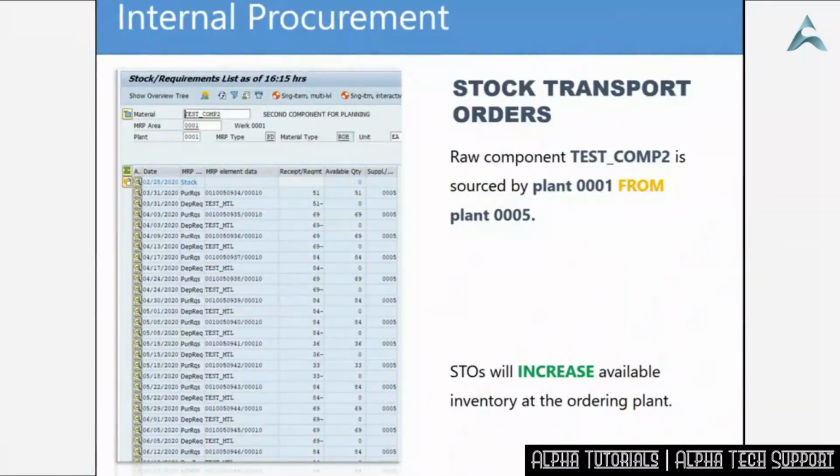Let's consider internal procurement, where you might procure a material from another plant within your organization. This is done through stock transport orders, which is really just a special type of purchase order that represents an intercompany or intra-company relationship. STOs are pretty unique in that technically they represent both supply and demand, but which depends on the plant you are viewing. For the ordering plant, the STO will increase available inventory as a supply signal. You can see in this screenshot, the test component 2 is procured into plant 0001 from plant 0005.